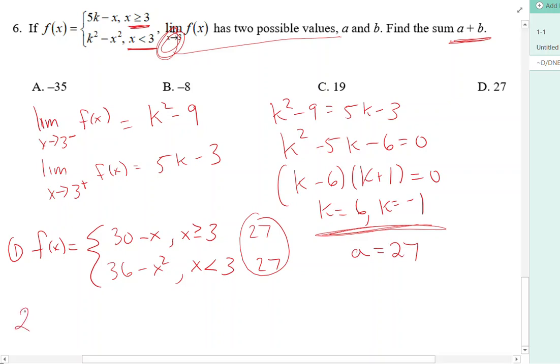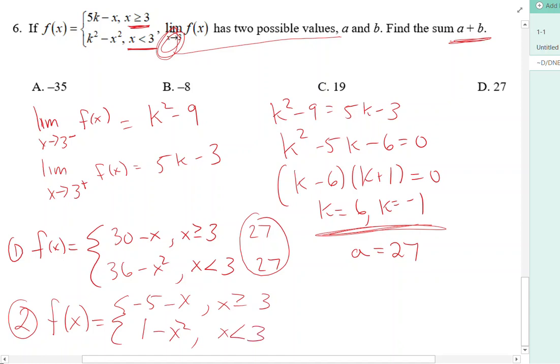So taking a look at that, I'm going to put in my negative 1 in place of k. 5k becomes negative 5 minus x. And x is bigger than or equal to 3. K squared is going to give me 1 minus x squared for when x is less than 3. Now I can go ahead and plug in 3 again, since I'm trying to find the limit as x approaches 3. On the left, it looks like I get negative 8. On the right, it looks like I get negative 8 also. Since those match, I can feel confident that my b is negative 8.